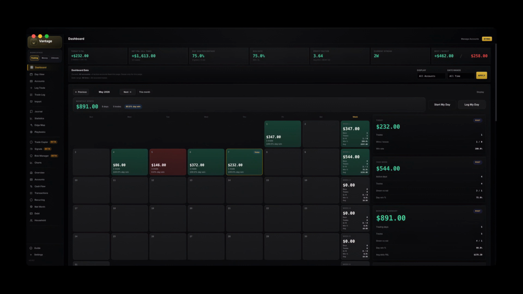So that is the workflow. Alerts come into a controlled route. The dashboard gives me the weekly read. Dayview gives me session context. Statistics tells me where the edge is or is not showing up. Trade log gives me the receipts, and the trade detail shows whether the execution made sense on the chart.